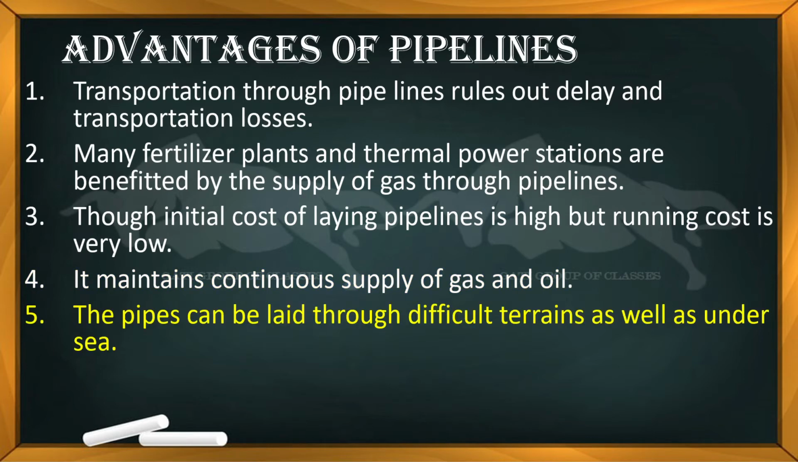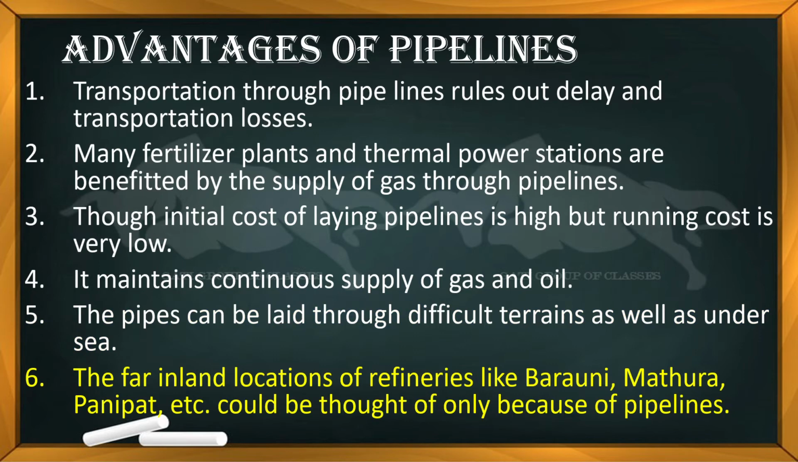And the pipes can be laid through difficult terrains also. That is the most important point, they can be laid down in the sea also, so it will be possible to supply all the things on time. And one more thing is that the refineries which are located in far places like Barauni, Mathura and Panipat are only able to run if we have that many pipelines.